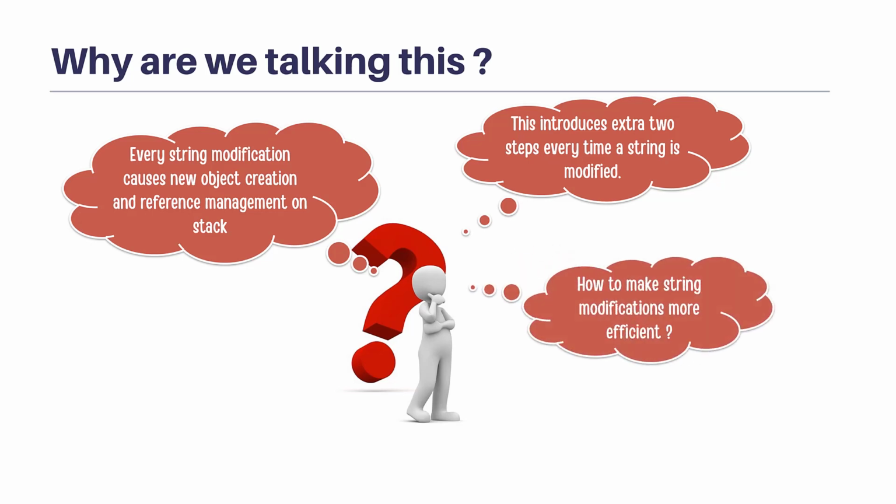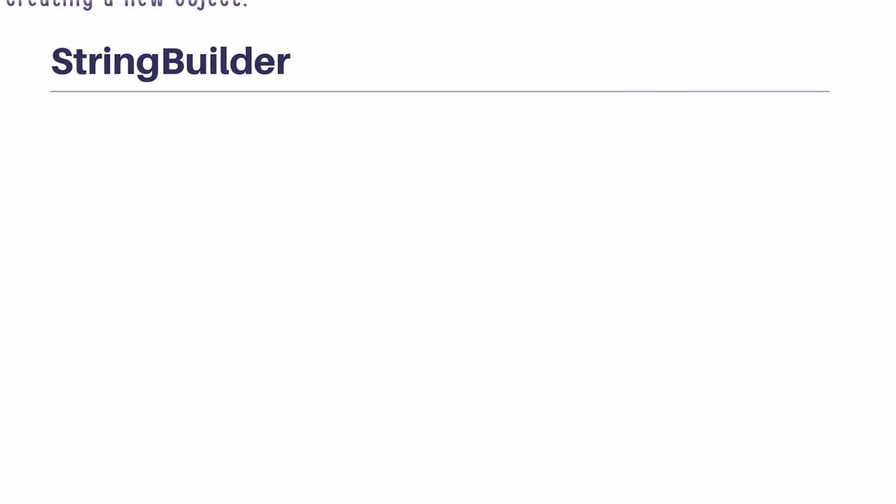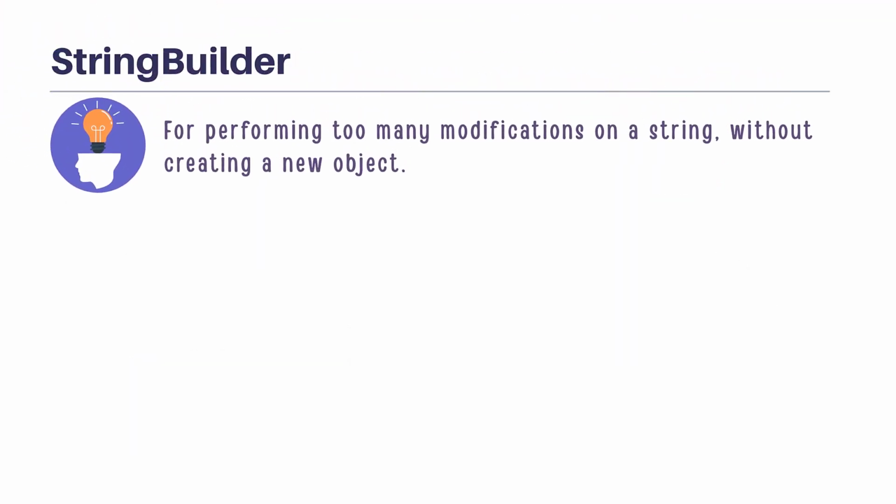We can certainly make this operation more efficient by avoiding creation of a new object every time. But how? By using the StringBuilder class. The StringBuilder class is mutable. After we perform any operation on a StringBuilder instance, it modifies the current object rather than creating a new object on the heap.